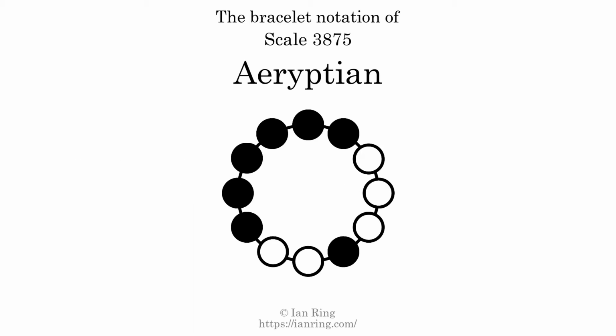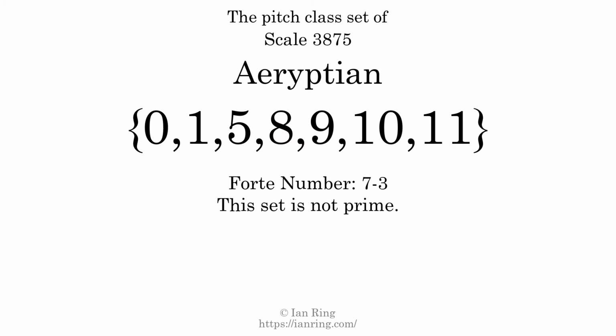This is a bracelet notation diagram of scale 3875. The shaded circles represent tones that appear in the scale, and they are read clockwise, starting at the top. The pitch class set for this scale is 0, 1, 5, 8, 9, 10, 11.